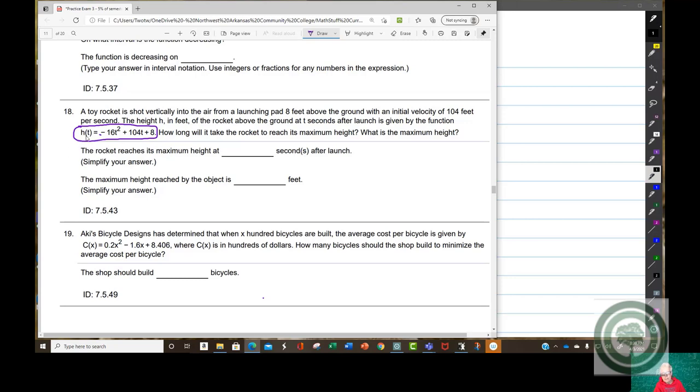H is how high in feet above the ground the toy rocket is as every second time goes by. So we want to know the rocket reaches its height in how many seconds and the maximum height reached is. So we're going to be looking for, this is 8 feet high. There goes the rocket. And we want the maximum height and how long it takes. Well, T acts like X.